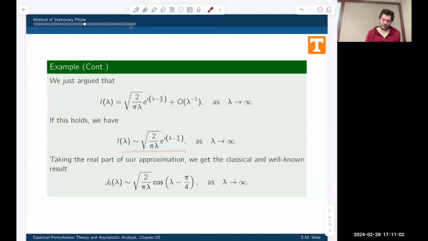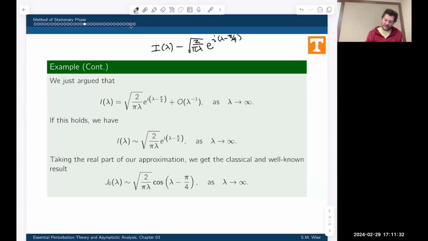Okay, what do we need? What would we need to show to prove that? I would need to show that I of lambda minus this approximation, 2 by pi lambda, don't need all that, is smaller. E to the i lambda minus pi by 4.